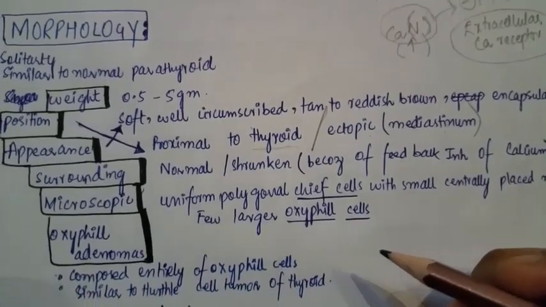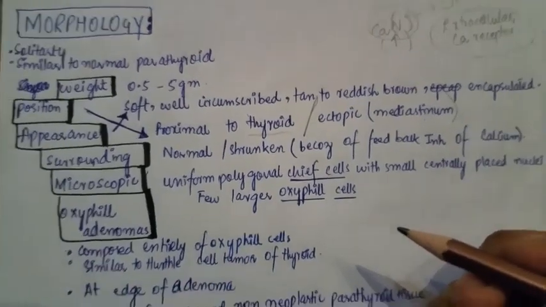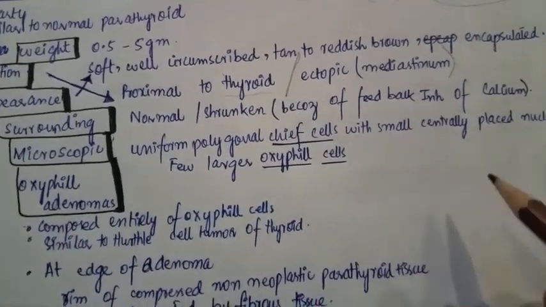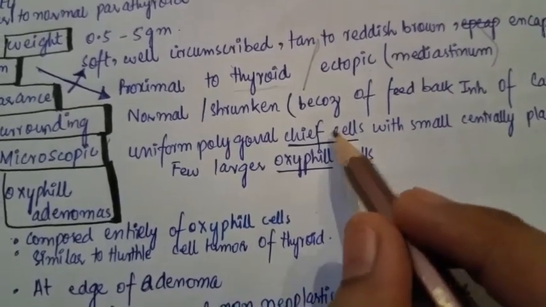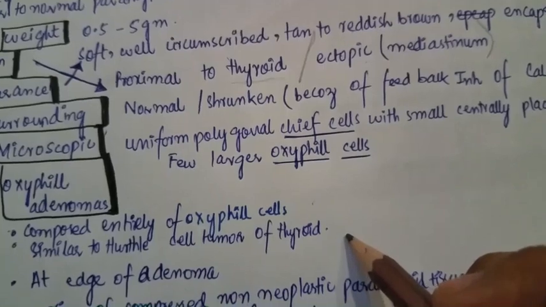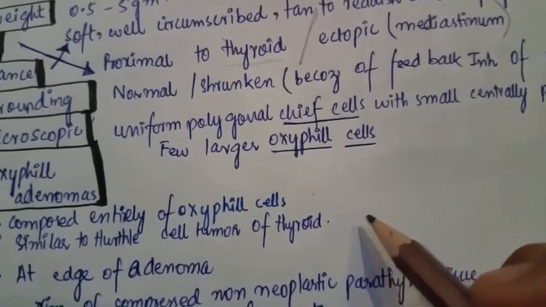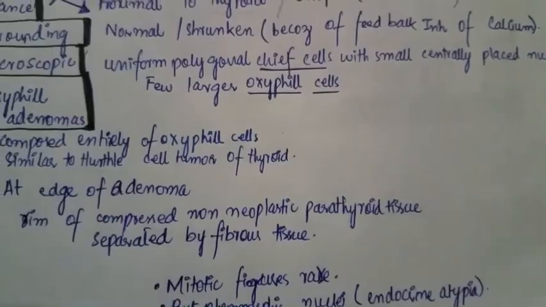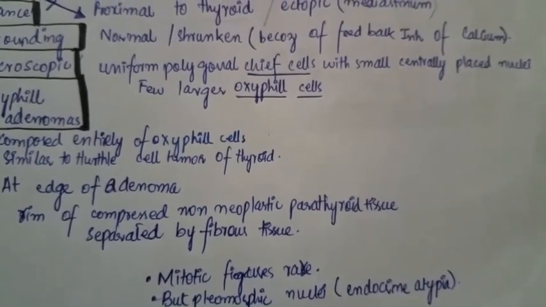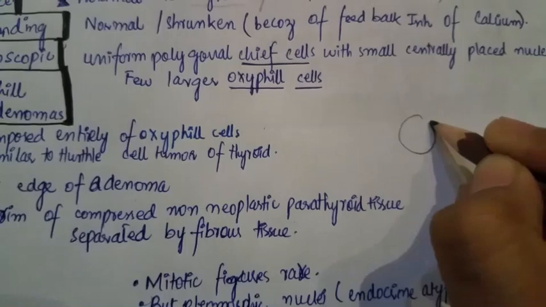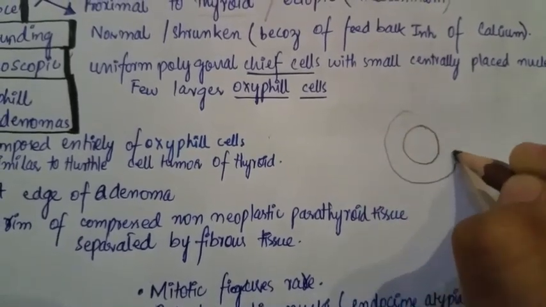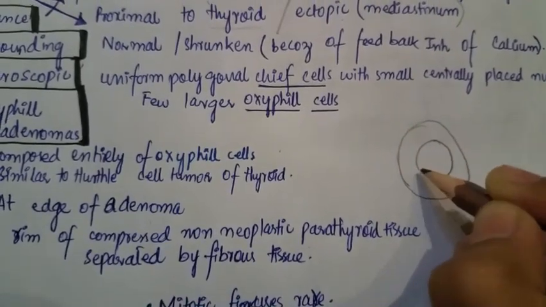What is meant by oxyphil adenomas? Oxyphil adenomas are composed entirely of oxyphil cells, but not chief cells. These are similar to the Hurthle cell tumors of the thyroid. What is the Hurthle cell tumor of thyroid? This is the adenoma, and this is the surrounding of the adenoma.